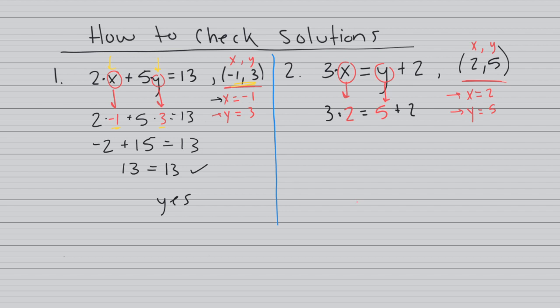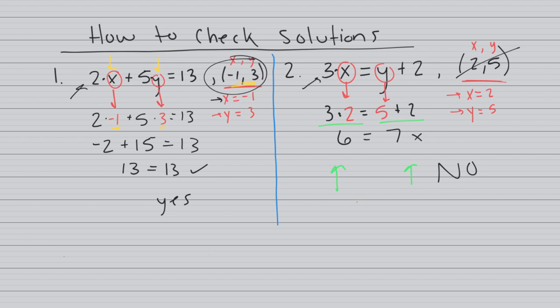So now on this left side here, I've got 3 times 2, and I can do 3 times 2 and I get 6. Drop down my equal sign. On the right side here, I've got 5 plus 2, and I can do that. 5 plus 2 is 7. We end up with 6 equals 7. And is that true? Nope. So no, that would not be. So 2, 5 is not a solution to equation number 2. But -1, 3 was a solution to equation number 1.